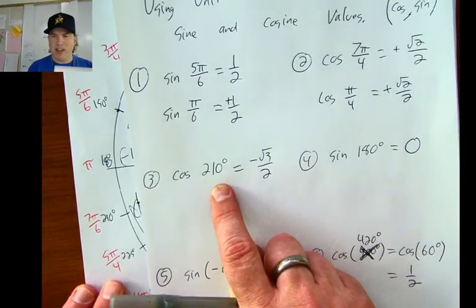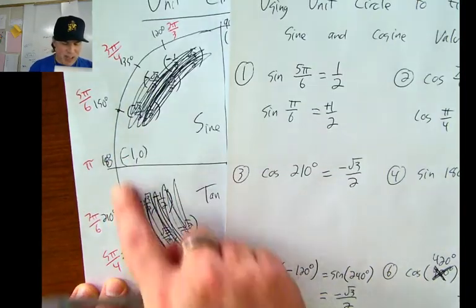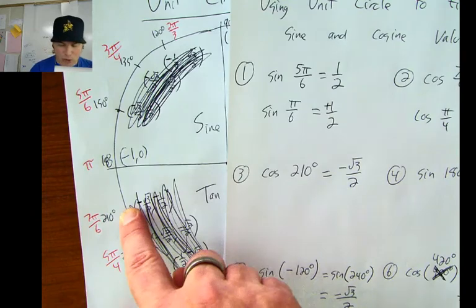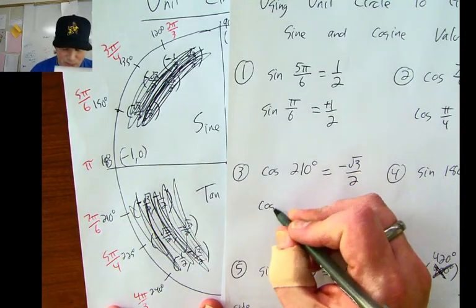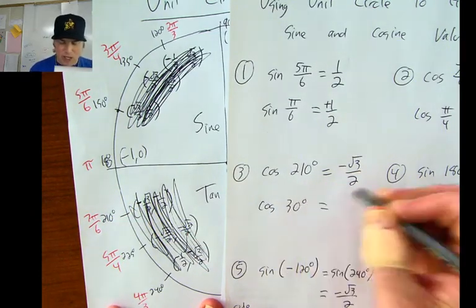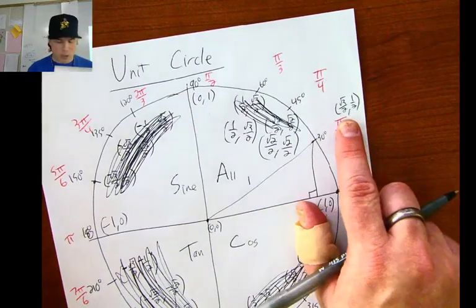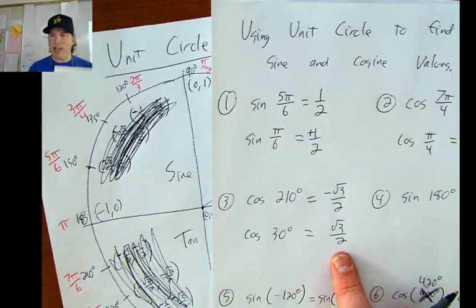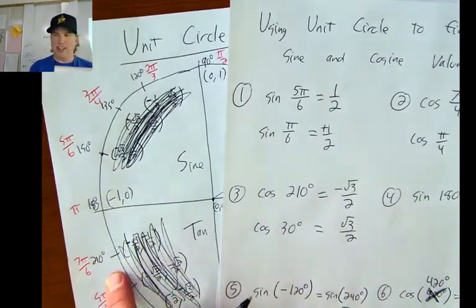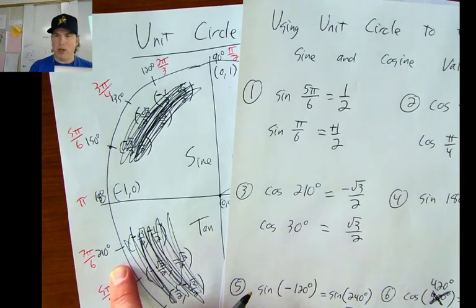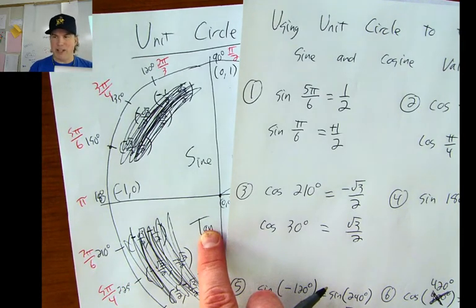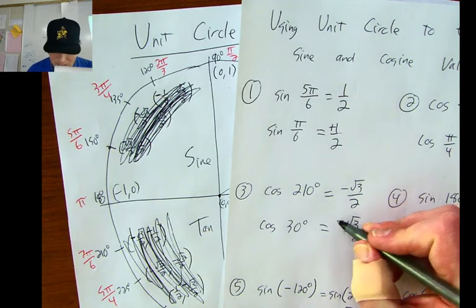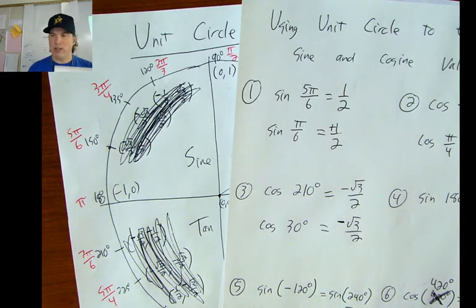Cosine 210 degrees. Cosine 210 degrees, that is third quadrant with a reference angle of 30 degrees. And if I think 30 degrees, x-coordinate, I get root 3 over 2. How do you know whether it's positive or negative? 210 degrees. Third quadrant, which means only tangent's positive, that means cosine must be negative. So negative root 3 over 2.